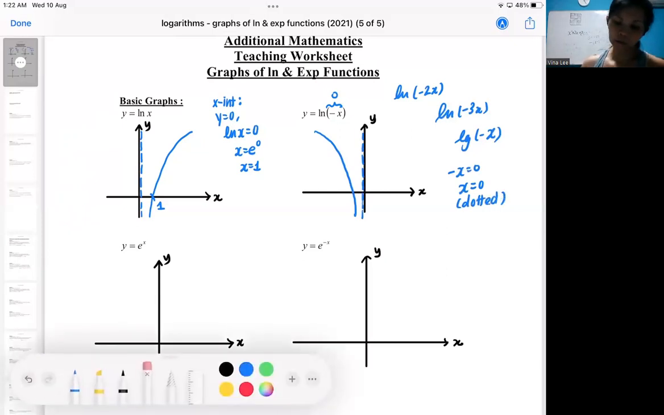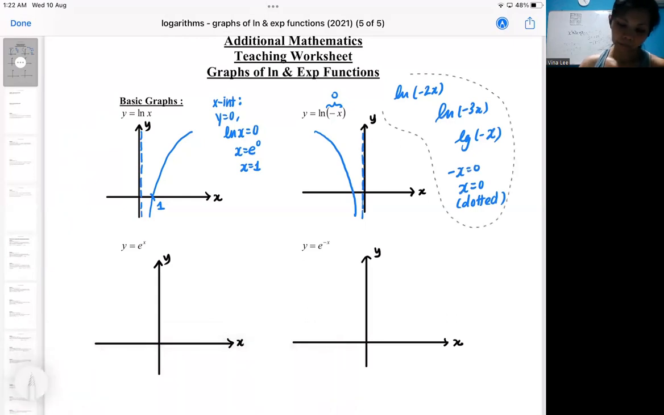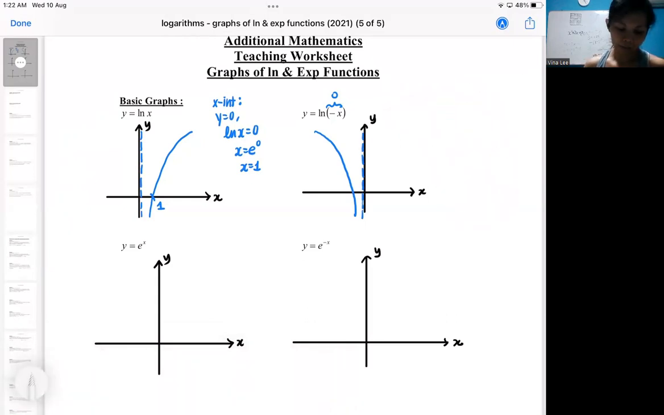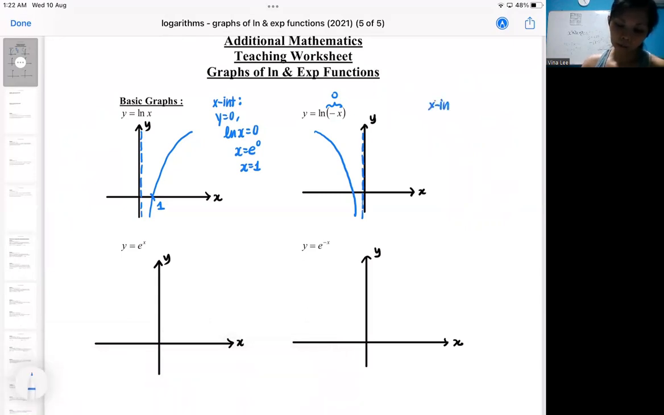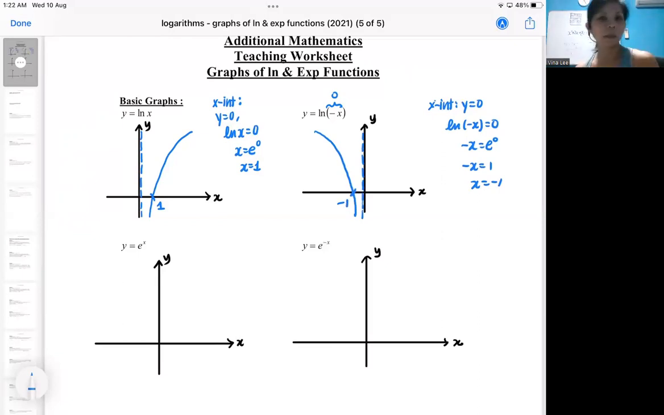Okay, and you should also check the x-intercept. Do the same checking. The x-intercept will be, again, y equal to 0. So do the same thing, y equal to 0. Ln is base e. So you realize that it will cut at minus 1. So does that mean that you will always have no y-intercept? Not necessarily. Sometimes we can have an equation like this, so you will end up cutting the y-intercept.